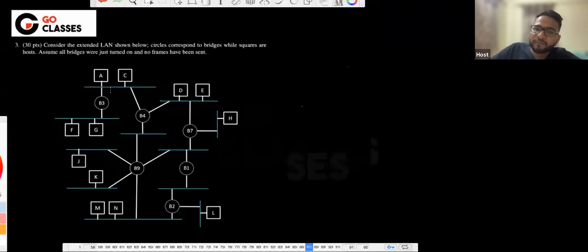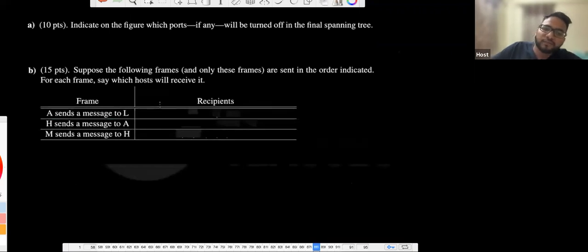If A is sending some frame, then obviously it will send to this entire LAN. So C will receive. This will send to this B3. It doesn't know where L is, so it will send to the entire network. It will send to this B4. I think that everyone will receive, since initially we do not know. So the answer to this question is that if A is sending some message to L, the recipients are all, everyone.